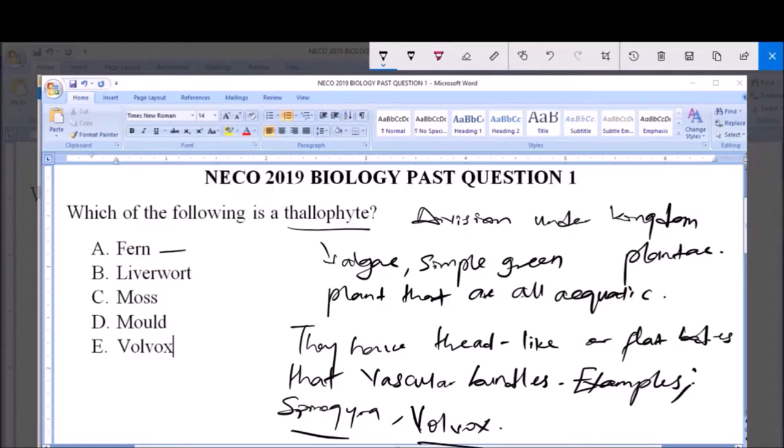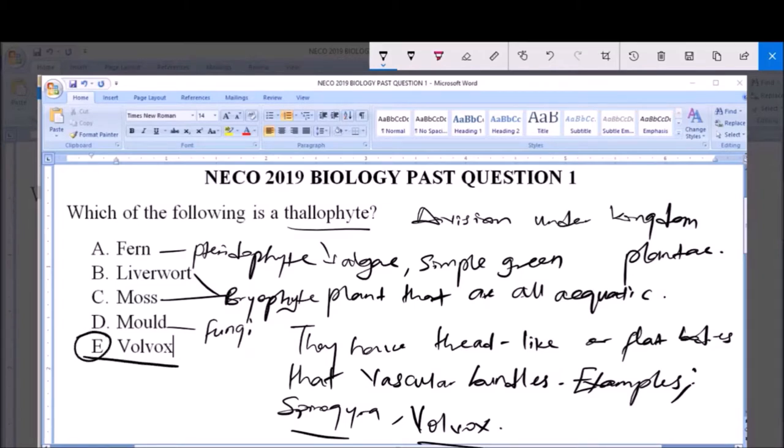Now, option A here says fern. Fern is not a thallophyte. Fern is a pteridophyte because it has vascular bundles. Liverwort and moss are bryophytes, also under kingdom Plantae. Mold is a fungus, under kingdom Fungi. And then E, Volvox, is the answer to this question, because Volvox is a thallophyte. So this is the correct answer to this question.